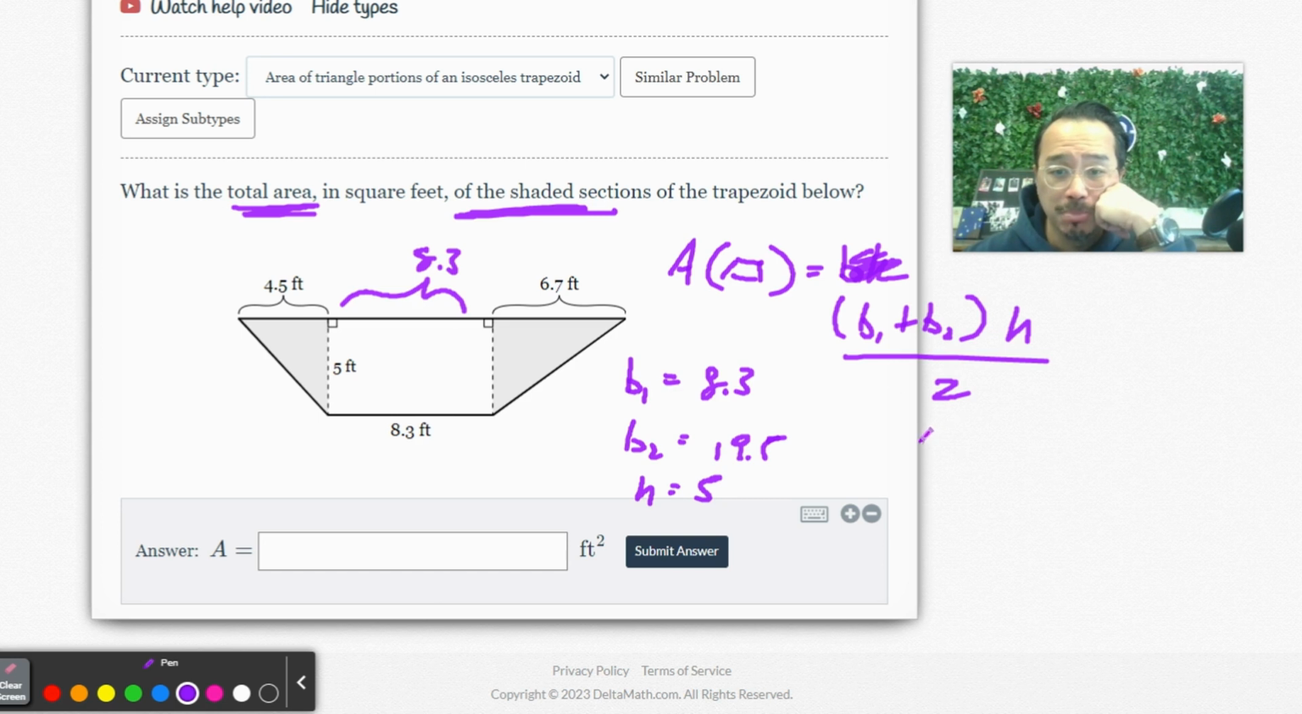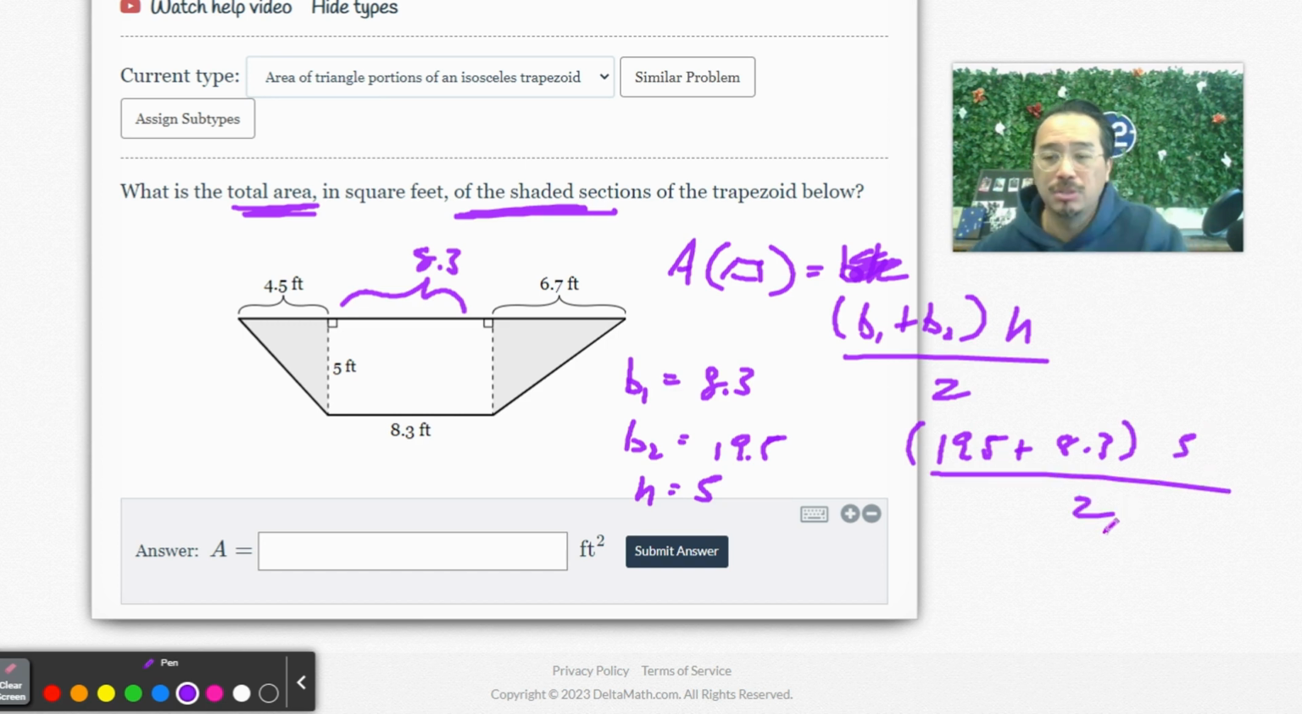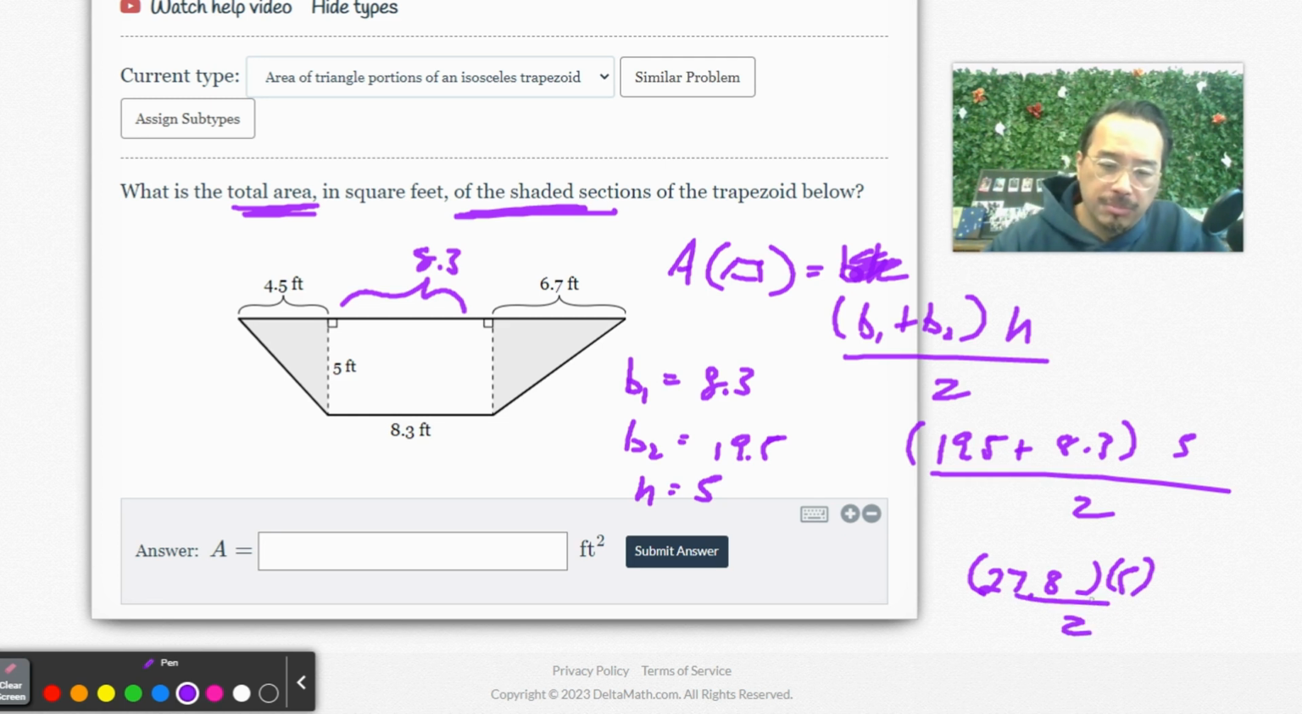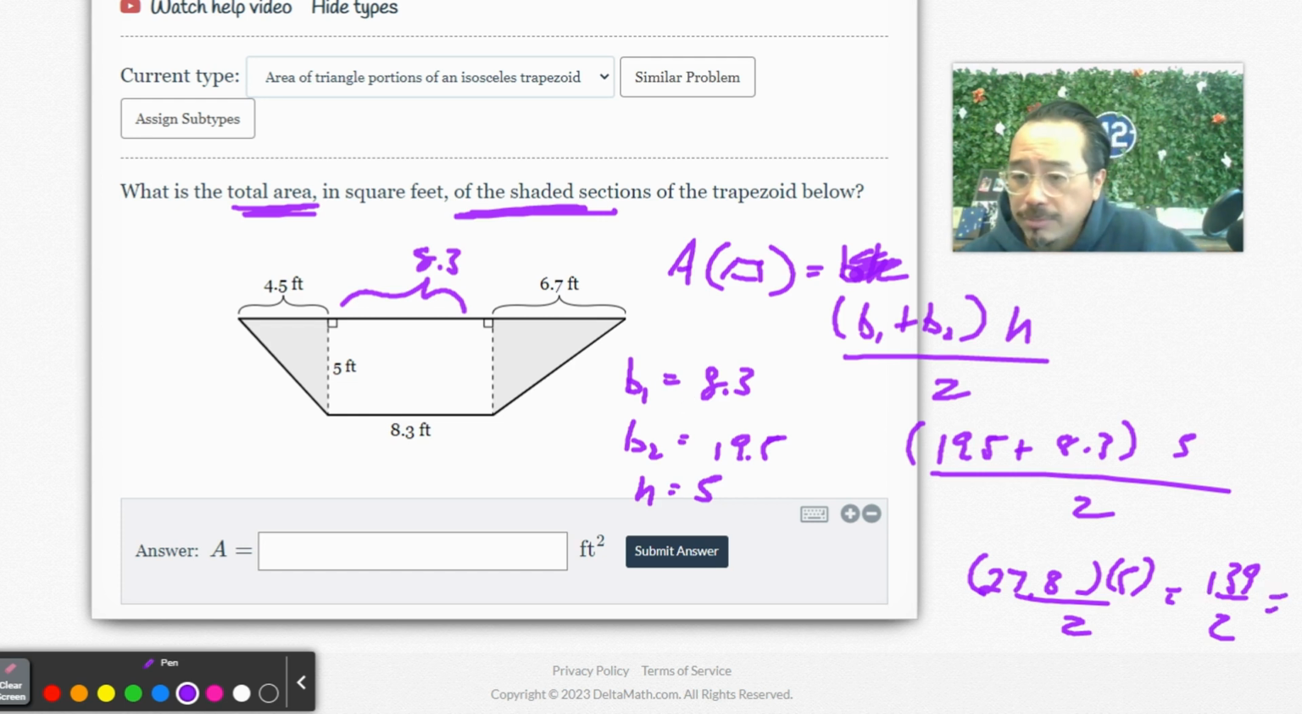So base one plus base two, that's 19.5 plus 8.3, which is 27.8. I'll rewrite it: 27.8 times 5 divided by 2. That's 139 divided by 2, which is 69.5. Now, that's the whole thing here.